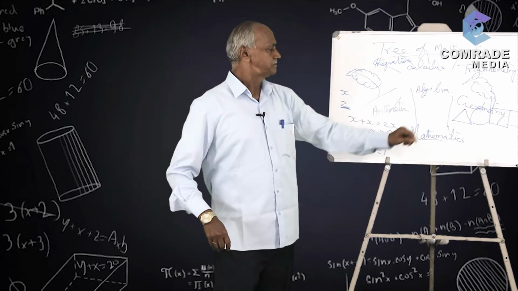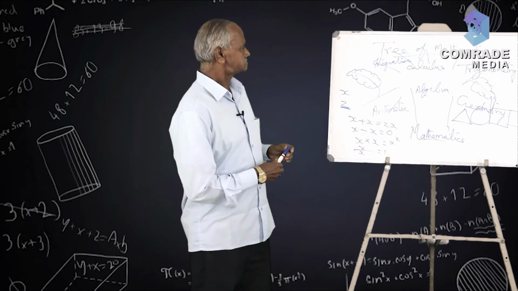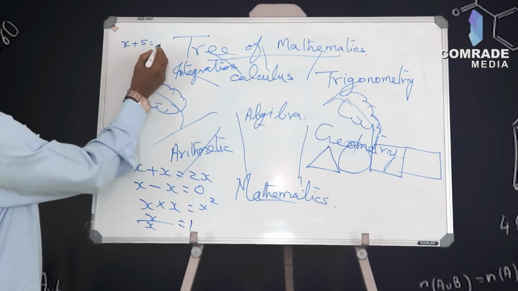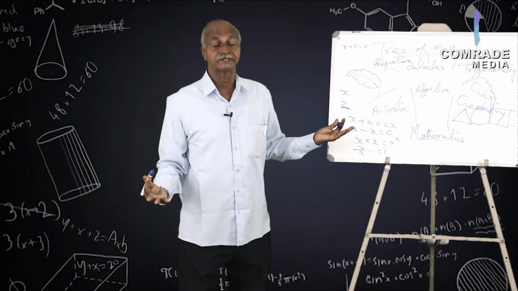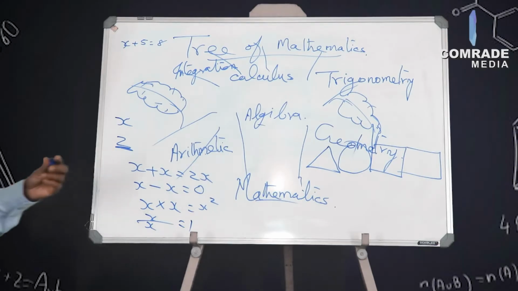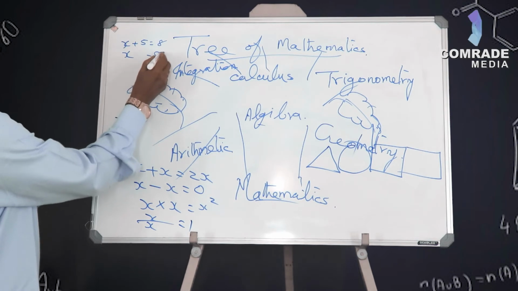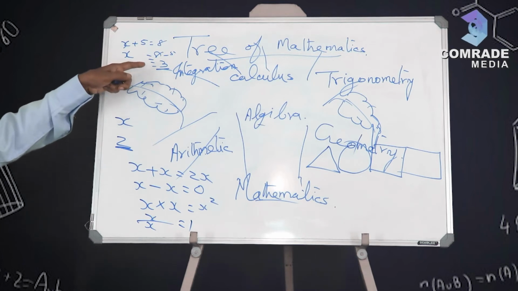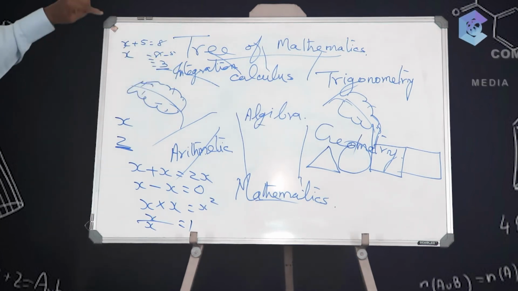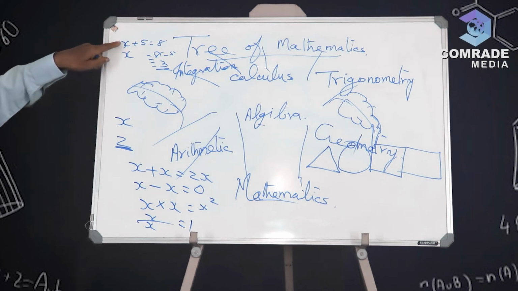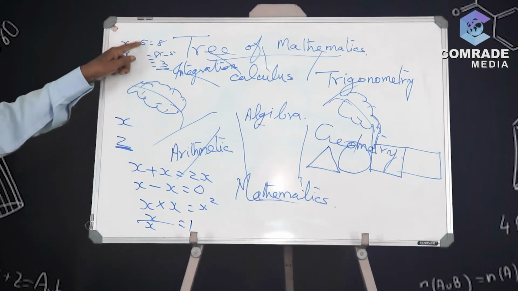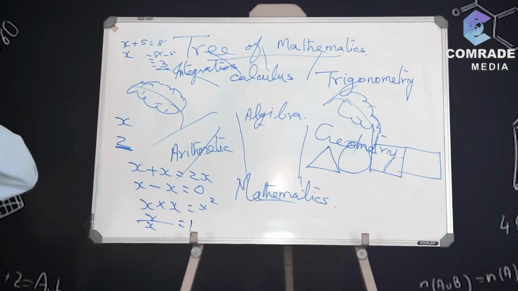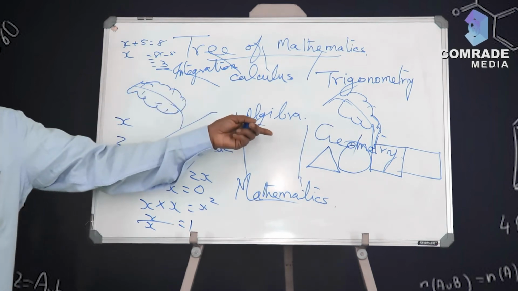And also in algebra we will be studying, for example, x plus 5 is equal to 8. What is x? So x is equal to 8 minus 5, which is equal to 3. After getting the solution, we have to substitute here. So in the place of x, if you put 3, 3 plus 5 is equal to 8. Both sides equal. So to find out the solution, algebra is very, very important.